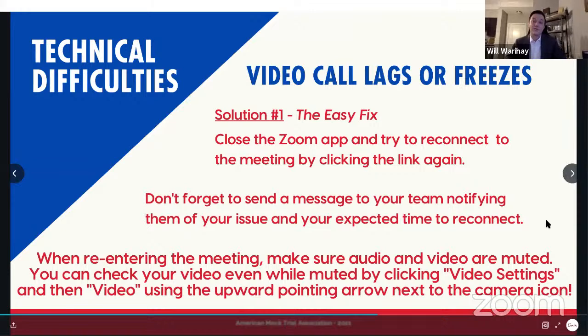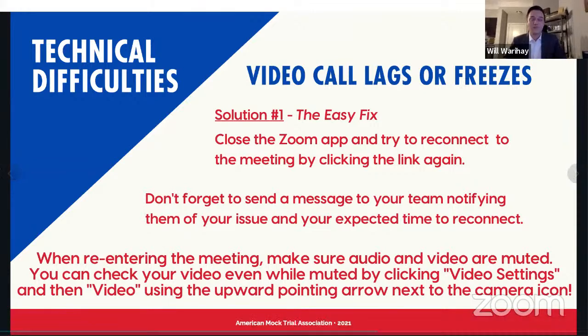So first, we're going to talk about what to do if your video call lags or freezes. The first solution, and really the easy fix and most common thing that will fix most issues, is just to close the Zoom app, let it sit for a second, and then restart it and rejoin the meeting. This fixes the majority of issues that we've seen people encounter during the competitions that we've hosted before. All of our meetings you can rejoin pretty quickly. Don't forget to, of course, send a message to your team, like I just talked about, letting them know that you're going to reconnect and join the meeting.